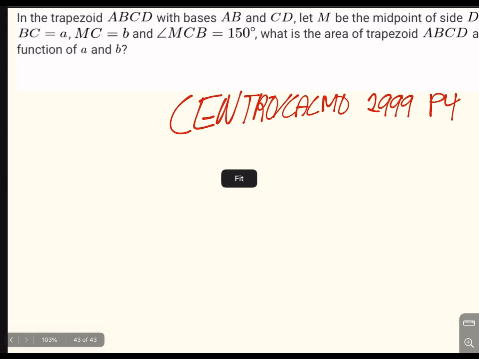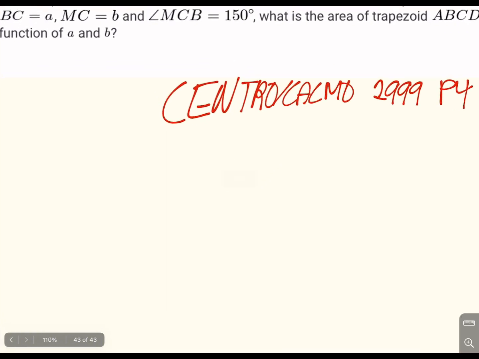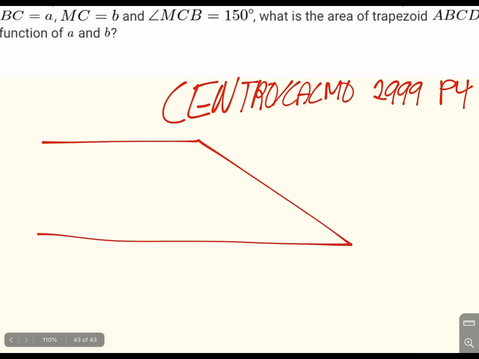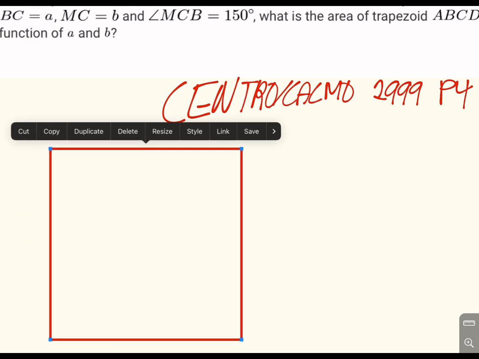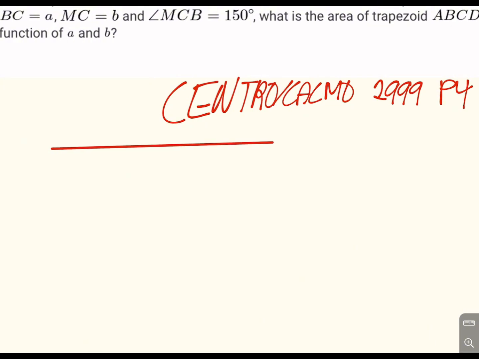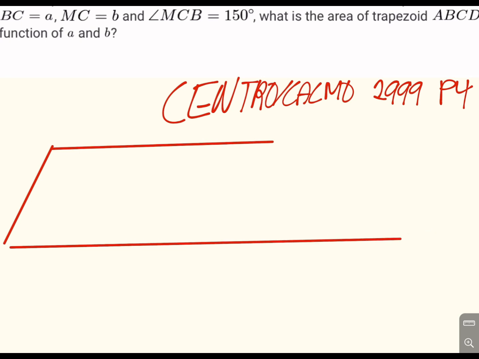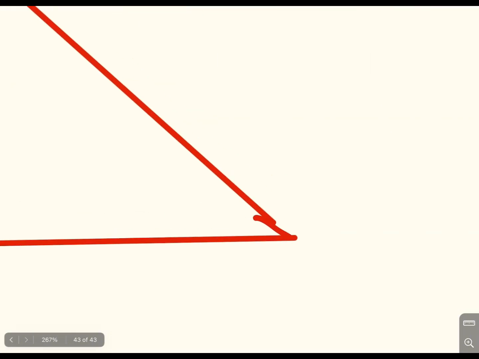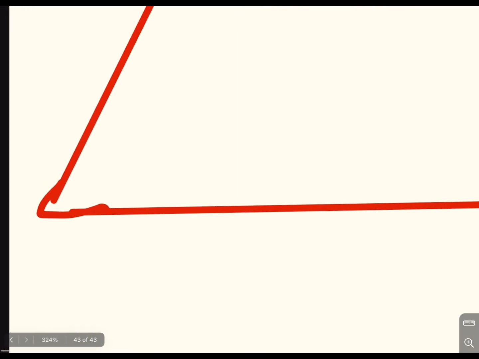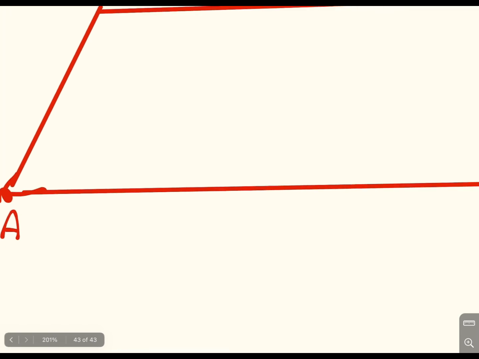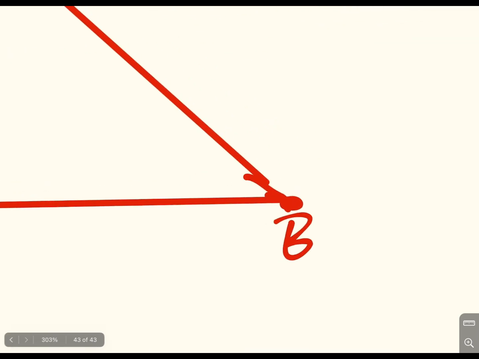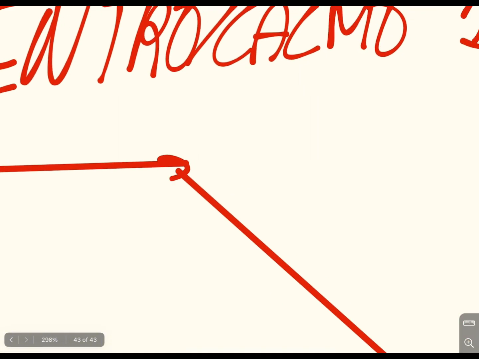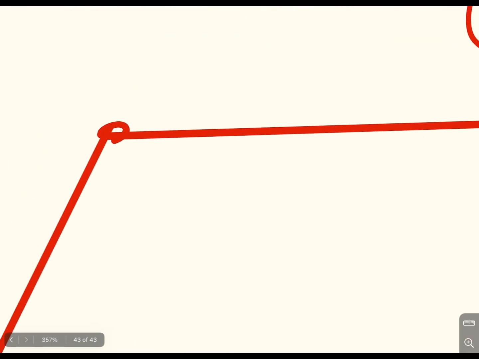A trapezoid ABCD with bases AB and CD. Let's draw something like that. It's going to be a pretty rough trapezoid. It should look something like this. Not the best drawing, but it'll do. And it has vertices A, B, C, D. So let's draw this A, B, and then C over here, and D.